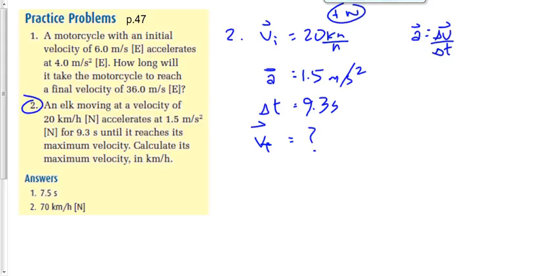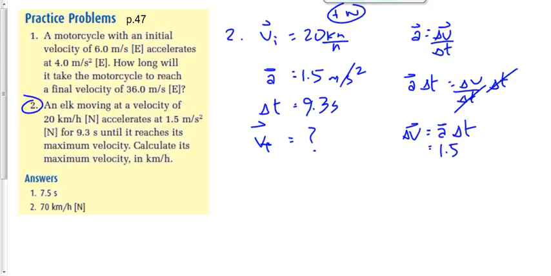I'm going to solve for delta V by multiplying both sides by T. Then it disappears from the right side. It cancels. Okay? So now I've got delta V is equal to A times T. Let's get the number for that. A is 1.5. T is 9.3 seconds. What does that work out to be? 1.5 times 9.3. 13.95. All right. There's delta V.